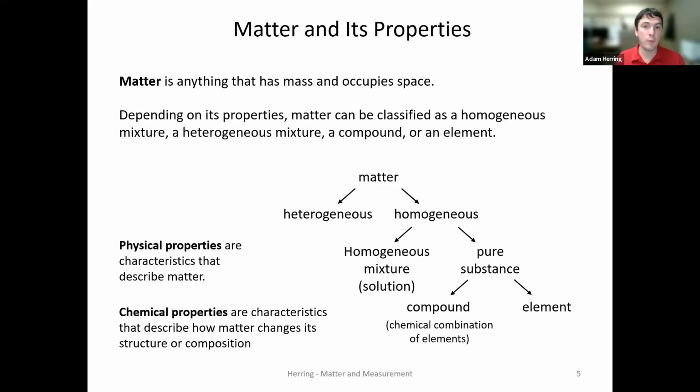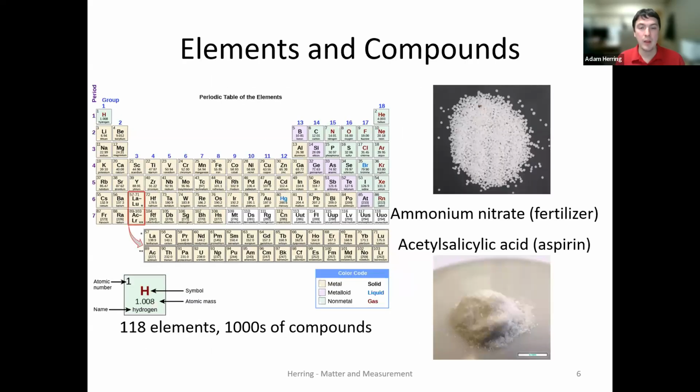All right, let's talk now more about these different classifications of matter. Let's first look at elements and compounds. Elements are found on the periodic table of the elements. There are 118 known to date, and there are literally thousands of different types of compounds. Two of those compounds we can find here on the right. These include ammonium nitrate, which is used as a fertilizer in agricultural applications, and acetyl salicylic acid, also known as aspirin. You can see on the right, they are different sizes, they're different shapes, as are elements.